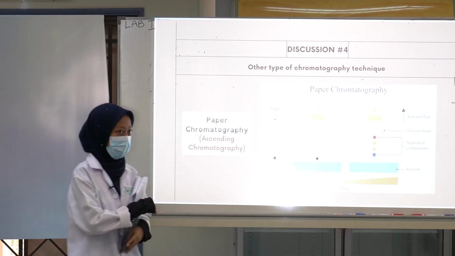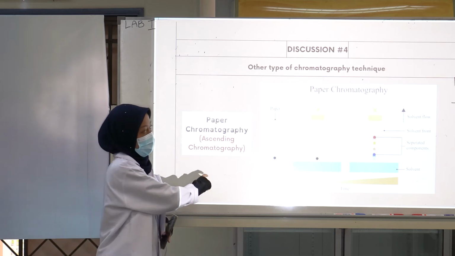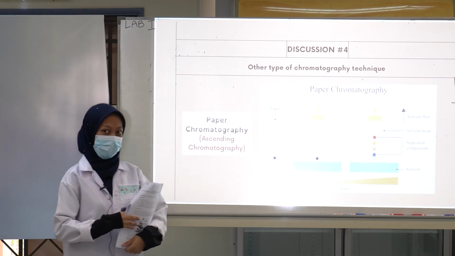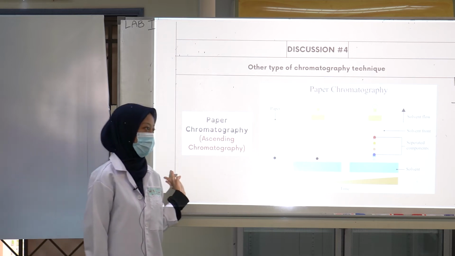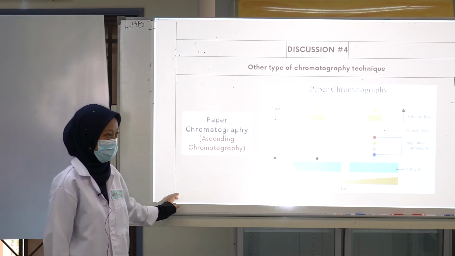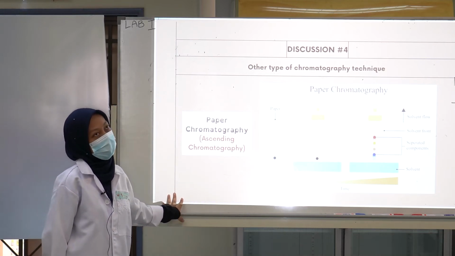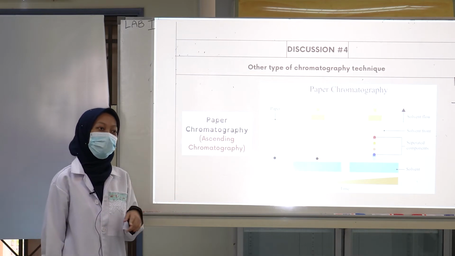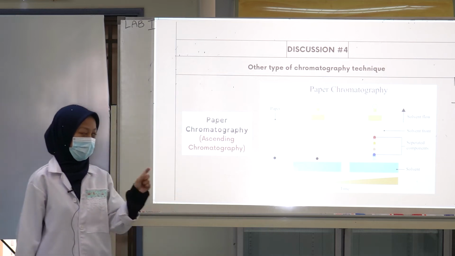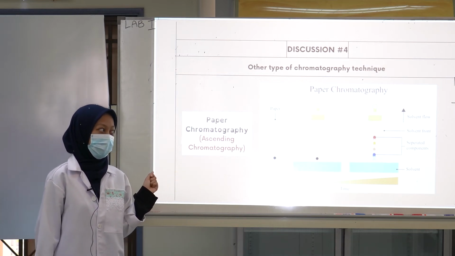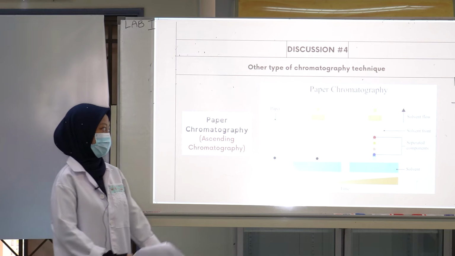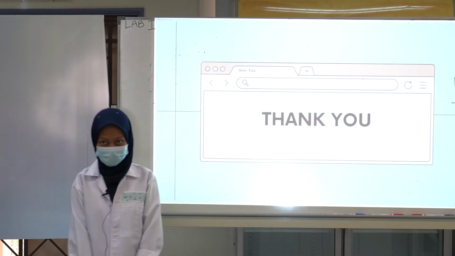Because of that, the time for paper chromatography is longer than thin layer chromatography. For thin layer chromatography, we usually get the result within a few minutes, but paper chromatography lasts maybe 2 to 3 hours, much longer. But it is cheaper because there is less preparation. So I think that's all from us. Thank you.